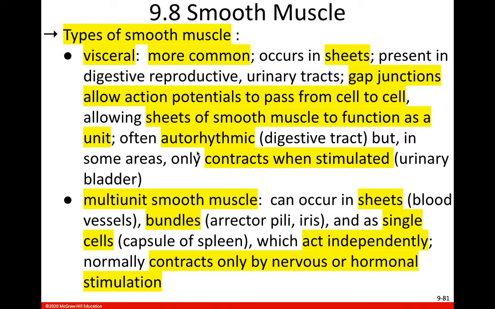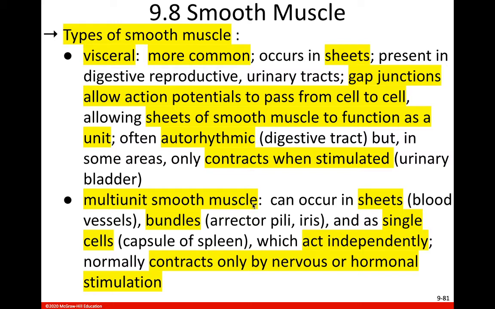So again, this autorhythmic means automatically contract without stimulation, at least without conscious stimulation. Or I should say without stimulation, because only skeletal or voluntary muscle is consciously stimulated. But anyway, it can contract without stimulation. That's what autorhythmic means. It's contracting without stimulation by the nervous system. But then it can also be stimulated by the nervous system, such as that in the urinary bladder, and contract in the same way.